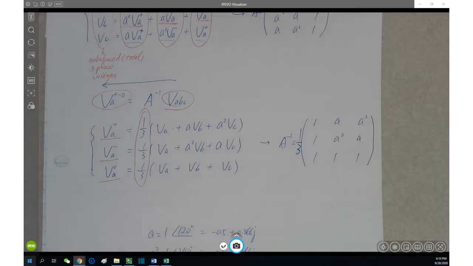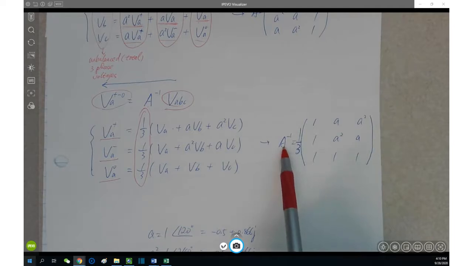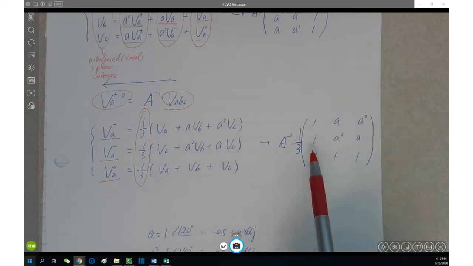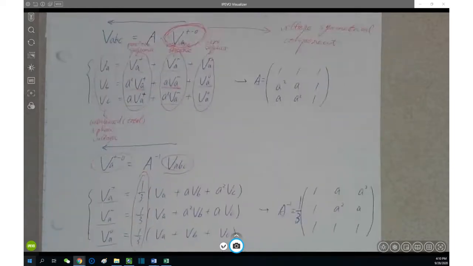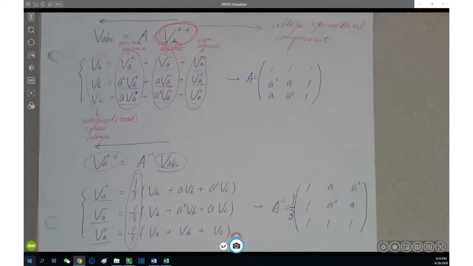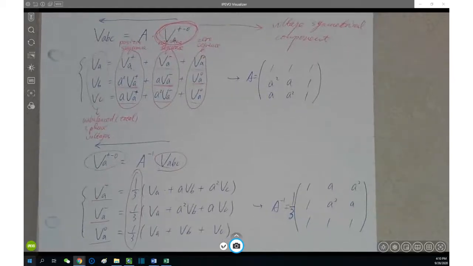Where does this 1/3 come from? Matrix A's inverse matrix is giving you this constant coefficient 1/3. Okay, that is how. All right. So any questions regarding these concepts?